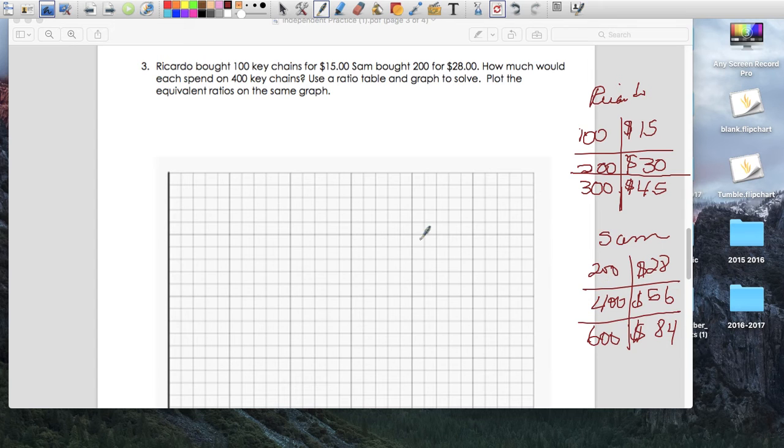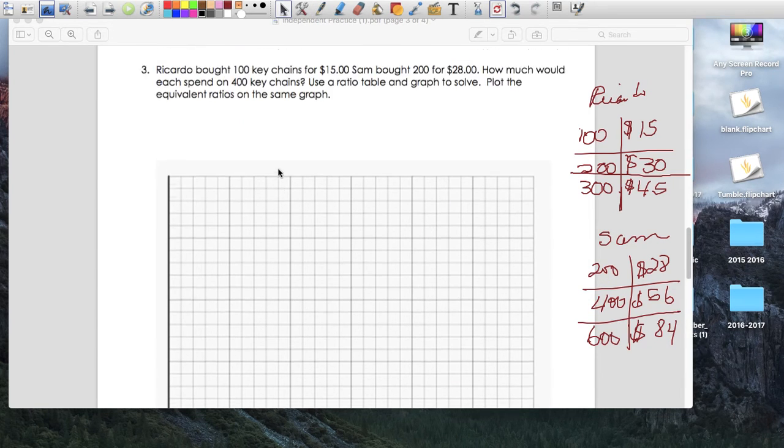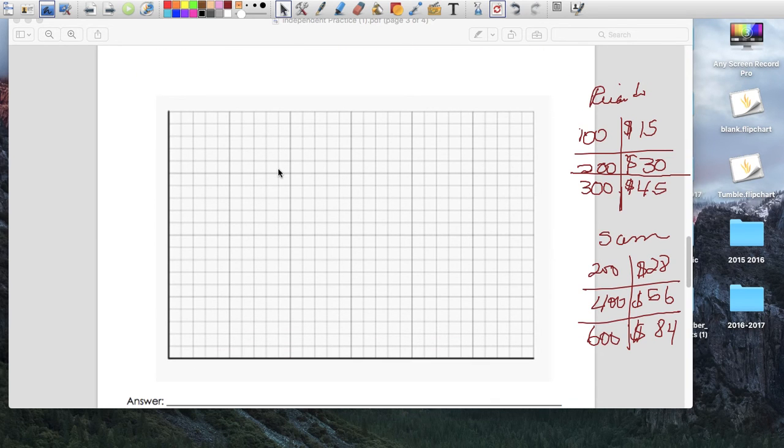All right, so we have enough points. I think we can plot these. So we're going to call this keychains. Okay, and this is going to be interesting. How do we graph this? By threes? No. So let's go over here. X, let's make this 100, 200, 300, 400, 500, 600. Yeah, we can do that.